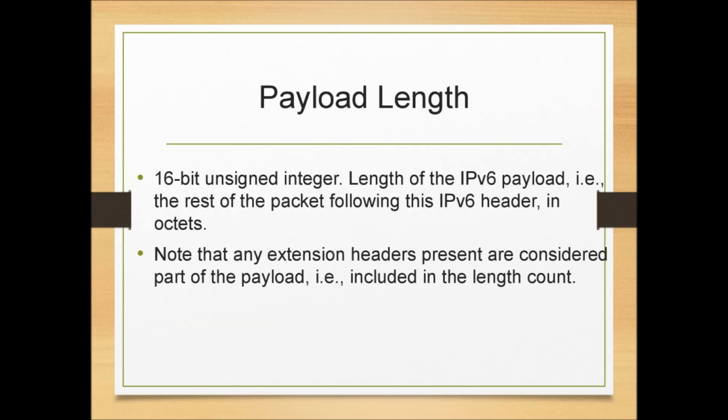Payload length: a 16-bit unsigned integer. So dear students, a 16-bit unsigned integer is used for payload length. So this is the total length of data which will be transmitted. It is the length of the IPv6 payload, the rest of the packet following this IPv6 header, in octets. Note that any extension headers present are considered part of the payload and are included in the length count. So payload length is relevant to the total data we will send, and this portion of the IPv6 header is used for this purpose.